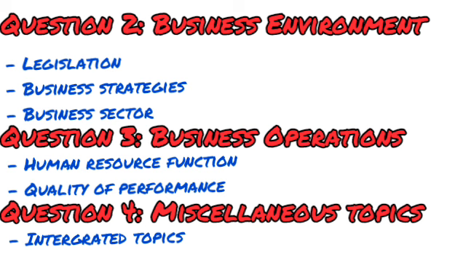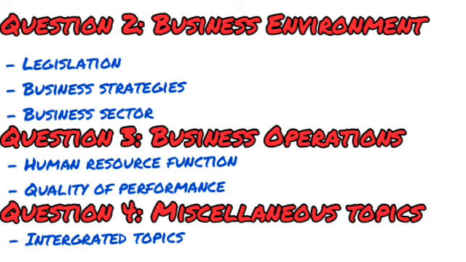Let's say the main topic you choose is business operations. When you choose business operations, it means that you're going to spend the majority of your study time mastering the human resource function and quality of performance, knowing very well that when it comes to section A, any question that pops up on human resource and quality of performance, you will be able to master it. And then you can take your chances with all of the questions that will come related to business environments.